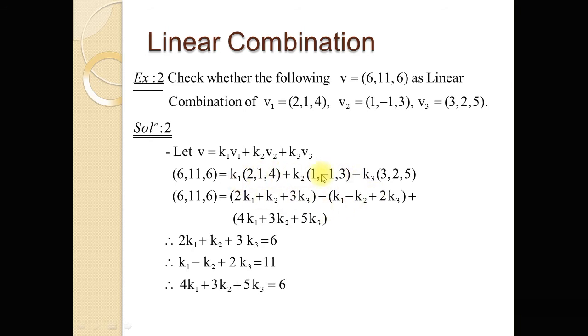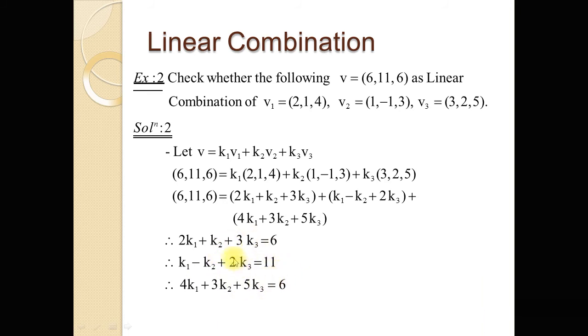After multiplying and adding, we obtain the first component 2k1 + k2 + 3k3, and the second component k1 - k2 + 2k3. The third component is 4k1 + 3k2 + 5k3. Now by comparing, we obtain 2k1 + k2 + 3k3 = 6, k1 - k2 + 2k3 = 11, and 4k1 + 3k2 + 5k3 = 6.